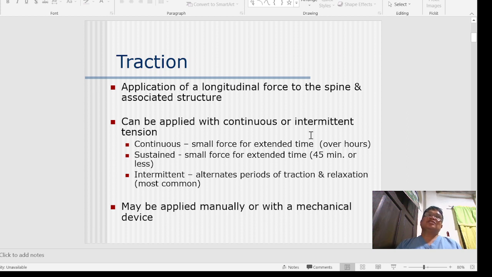So continuous traction applies a small amount of force for an extended time, over hours. Then we have the sustained, which is 45 minutes or below. So we call that sustained. If there is an on and off period of pulling and relaxation, we call that intermittent. Traction can also be applied manually or mechanically through a device.